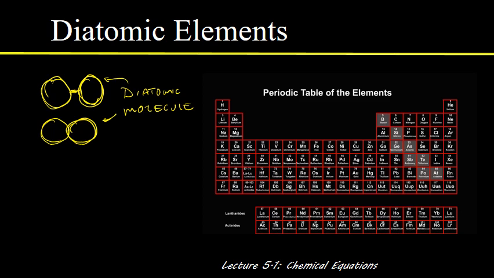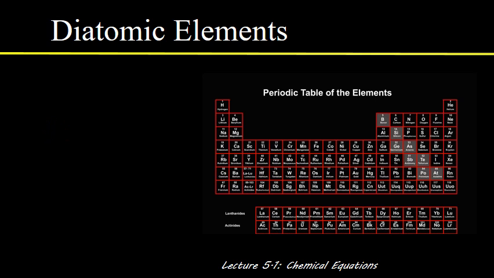And there are a few elements, there are 7 of them, that always exist, or at least under standard state conditions, always exist as diatomic. And so let's look at those. These, fortunately, are really easy.